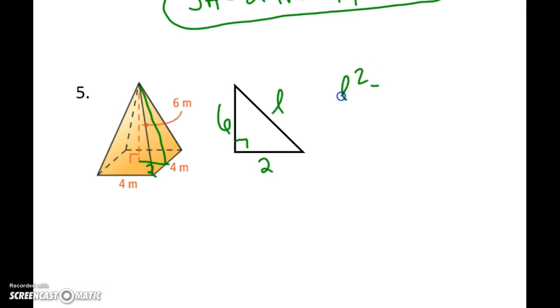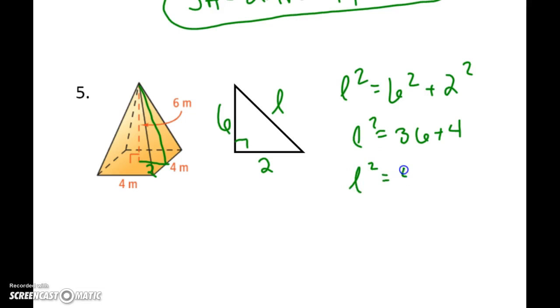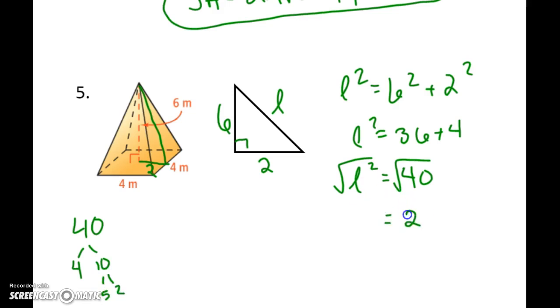So I'm going to use Pythagorean theorem. L squared equals 6 squared plus 2 squared, or that's equal to 36 plus 4. So L squared is equal to 40, and I want to take the square root of everything. 40 is 4 times 10, where 10 is 5 times 2. So I can take a 2 out of this from the 4 and be left with the square root of 10 on the inside. So that's my slant height.